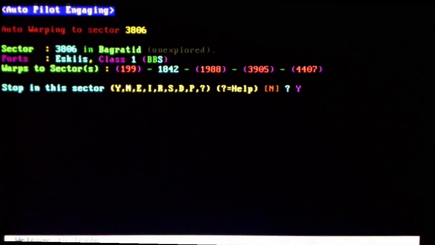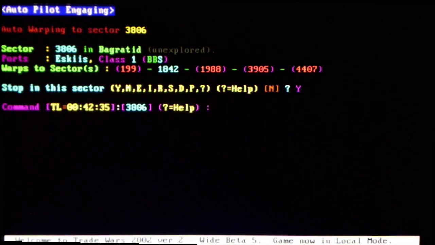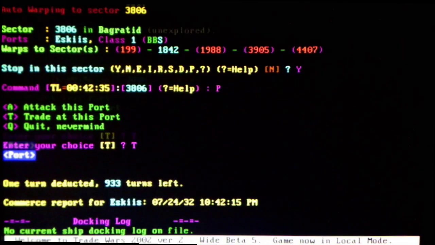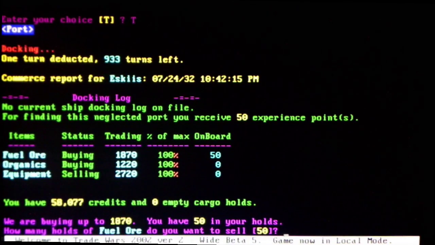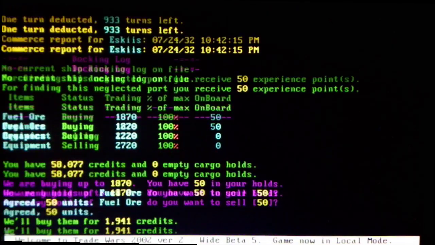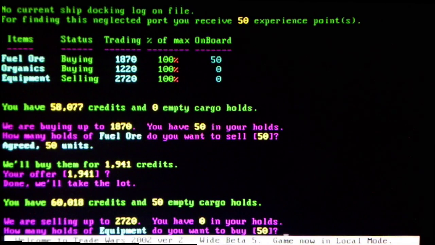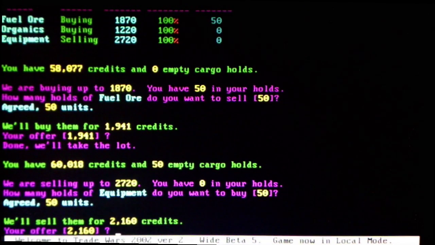So we're going to stop here. And we're going to port. And we're going to trade. And we're going to sell 50 fuel ore. And we're going to, we'll just accept it. What the heck? Okay. We're going to buy equipment.